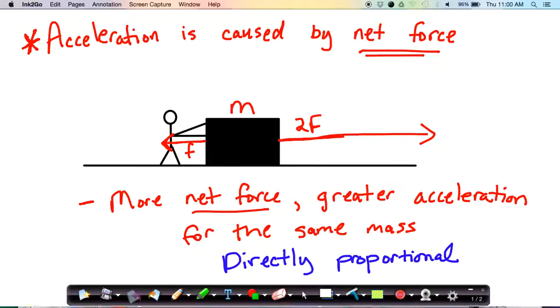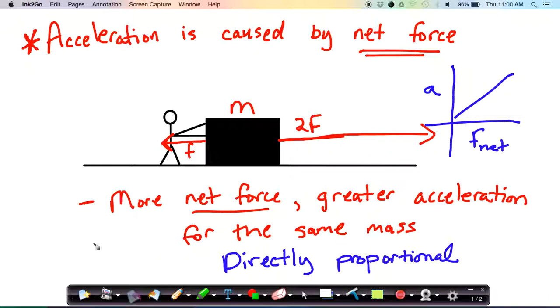So if we were to graph acceleration versus force, let's just make a real quick sketch here. So let's say we put acceleration on the y-axis and net force on the x-axis. You're going to get a linear relationship between those two variables because they are directly proportional to each other.